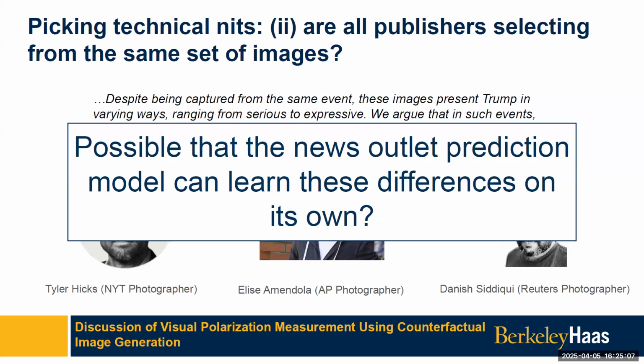I think that one thing to think about for this particular issue is that it's possible that the machine learning model that's being used to predict the news outlet based on the photo can itself learn this without having to model it explicitly, right? So if there is a photographer who only takes photos for the New York Times and they have a particular style, that might just get learned by the model, in which case this is not a concern, but I think it's worth digging into this and understanding the extent to which it is or is not happening.